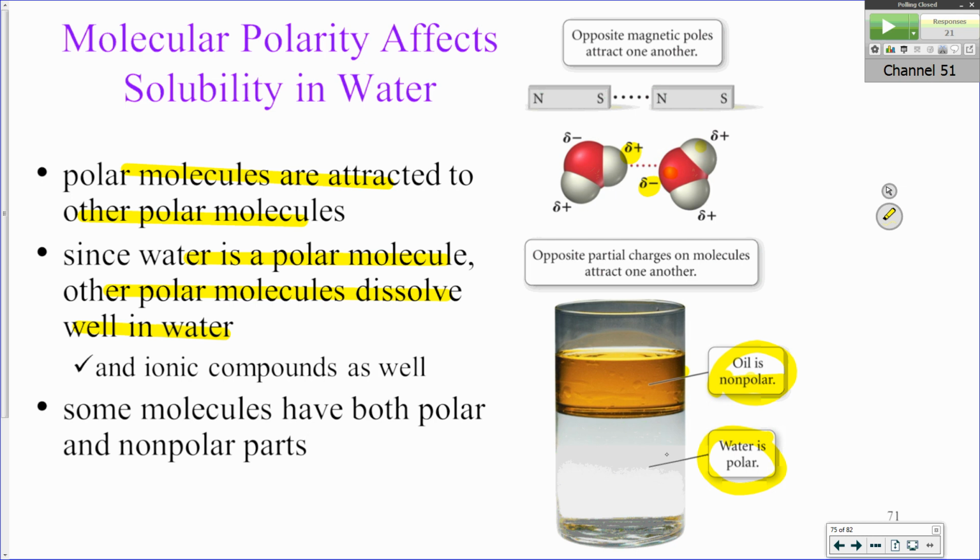So if you mix water and oil together, you can shake them up all you want. What you'll find is that the water separates to the bottom and the oil goes to the top. Why does the oil float to the top? Density, yeah, it's a lower density.